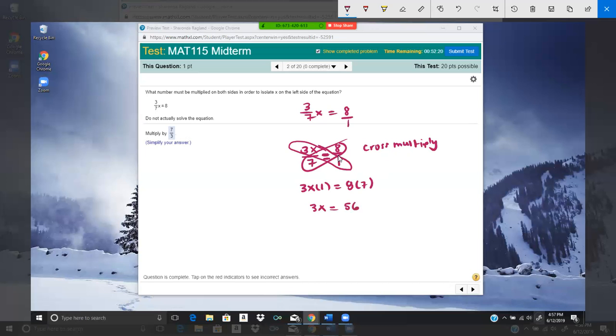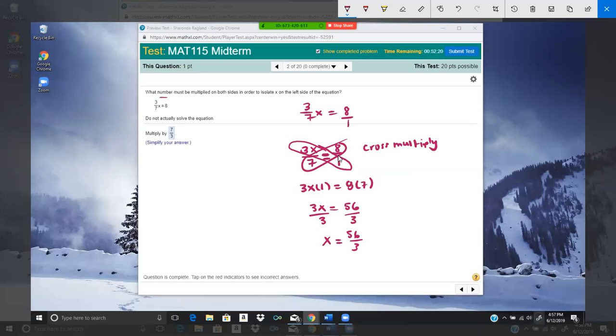And then, to solve for x, how do you solve for x? They're not asking you to solve either. We're just solving it. So I guess it may be good to read the directions. All right, and so x would be equal to 56 over 3. But what they're asking us is, what number must be multiplied on both sides in order to isolate the x on the left side of the equation.